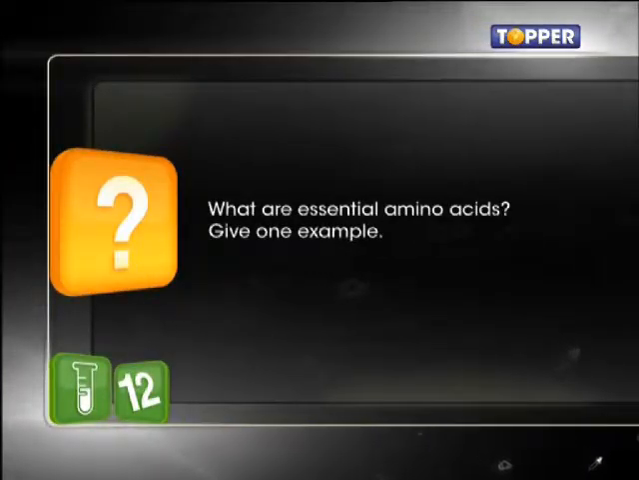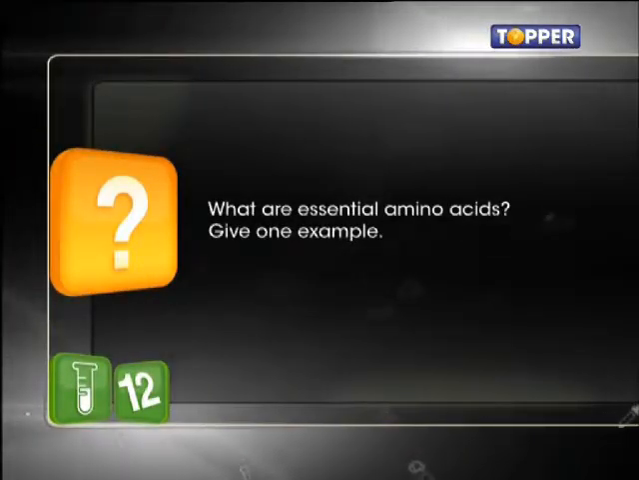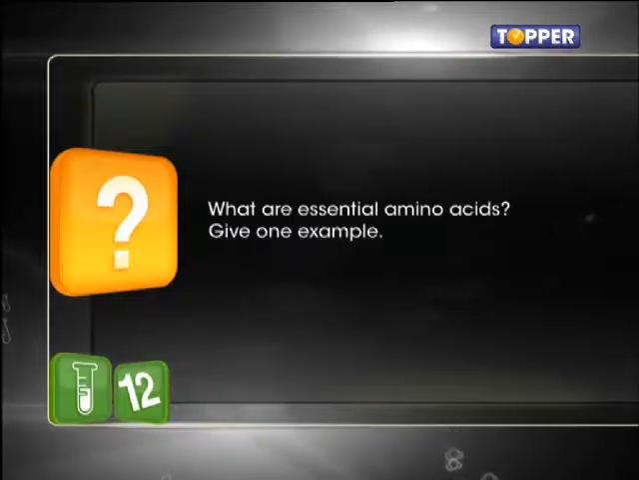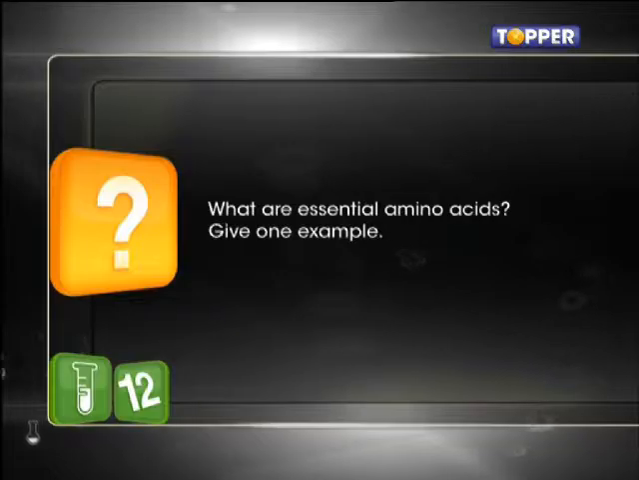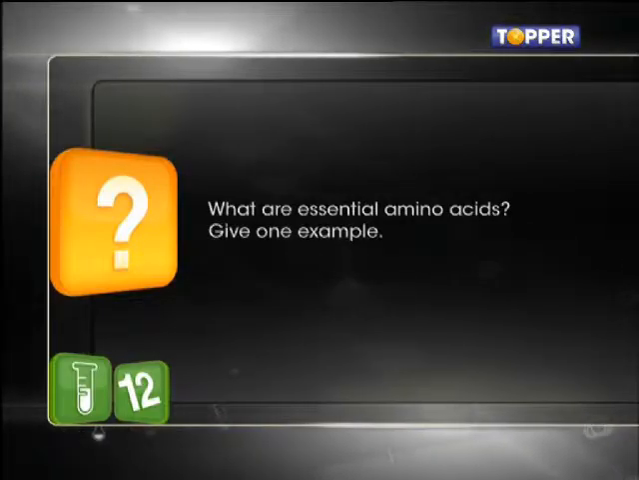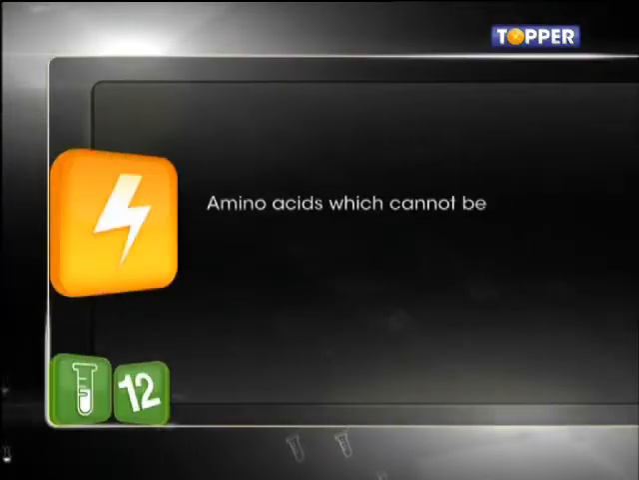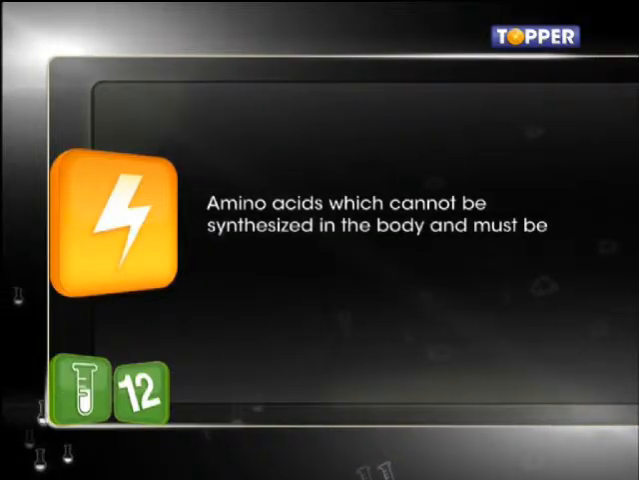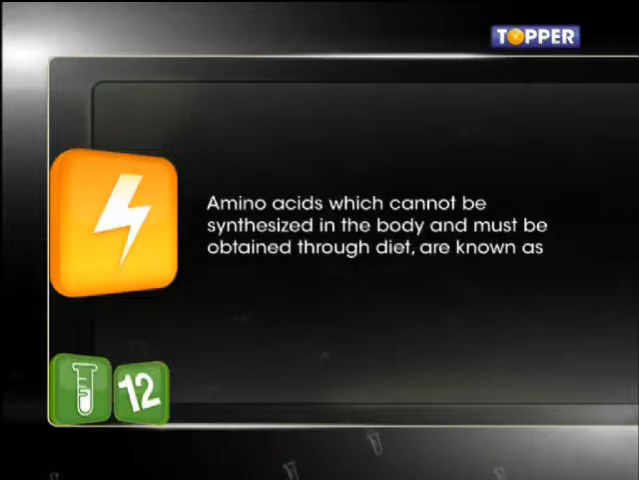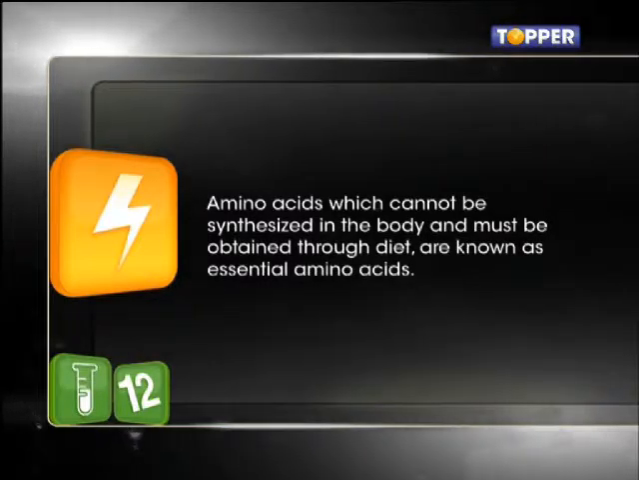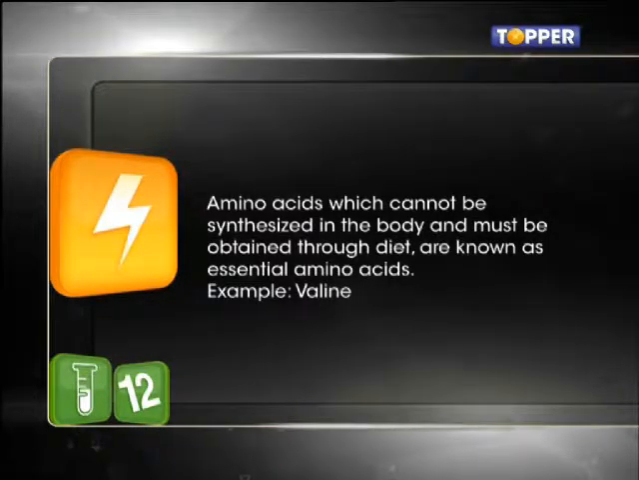We left you with a question before the break. Did you think about it? The question was, what are essential amino acids? Give one example. Take a look at the answer. Amino acids which cannot be synthesized in the body and must be obtained through diet are known as essential amino acids. Example, valine.